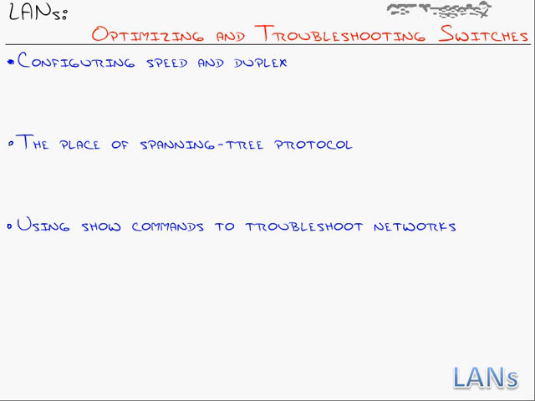We second saw the place of the spanning tree protocol. Its goal? Drop the trees on the redundant links. Make sure that you don't have broadcasts that keep looping around the networks. That's its purpose. There's a lot more to it, but for now, that's all you need to know. Finally, we saw the show commands to troubleshoot networks. Show interfaces being a big one, but also we can use the show IP interface brief to see a quick status and show run to see what configuration we've typed in.